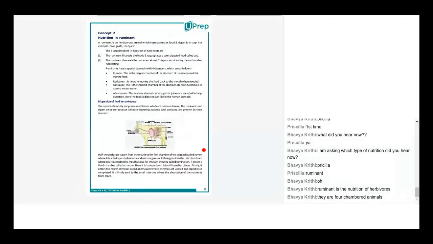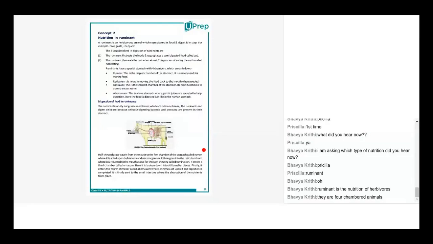It stores the food in the reticulum, and then brings the food back from the reticulum and chews it again. See, what happens is that their alimentary canal has been designed very differently, right? Because green grass or green leaves, green plants are the most difficult things to digest. They need a lot of time and a very complex alimentary canal to digest it.